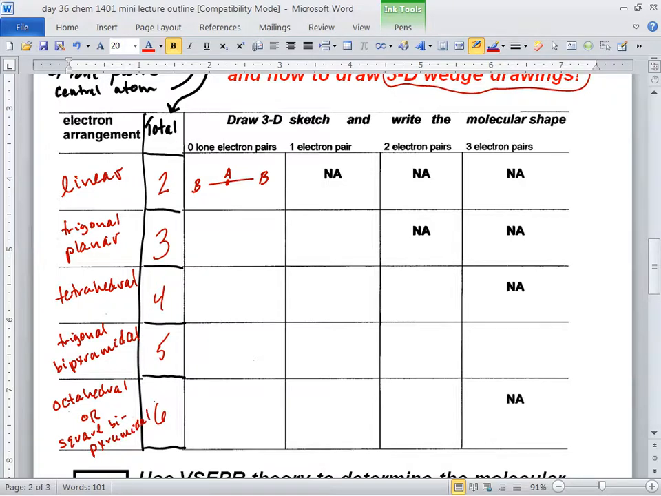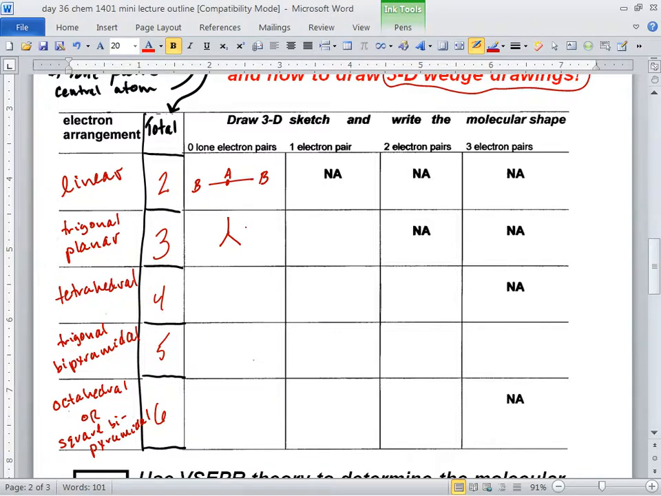Okay. So how do you draw these shapes wedge-wise? Linear, just draw a straight line. Trigonal planar, draw a flat triangle. And they want to keep it all in the x, y, all in the plane of the paper, right? So it would look like this. We're trying to draw this shape, right? These 3 objects, and it all lies in the plane of the paper. So that's what we're trying to draw. And then your center atom's in the center, and then you have the surrounding atoms all in the ends.